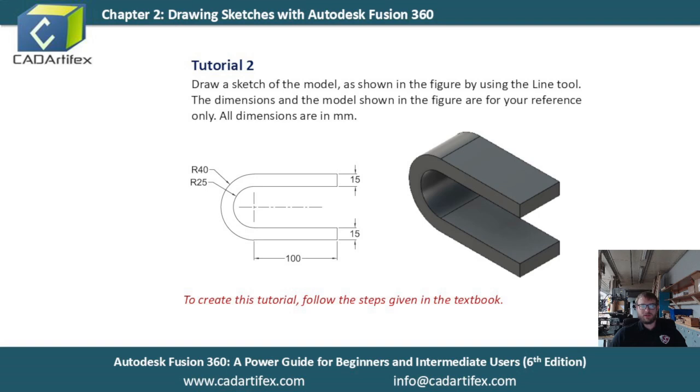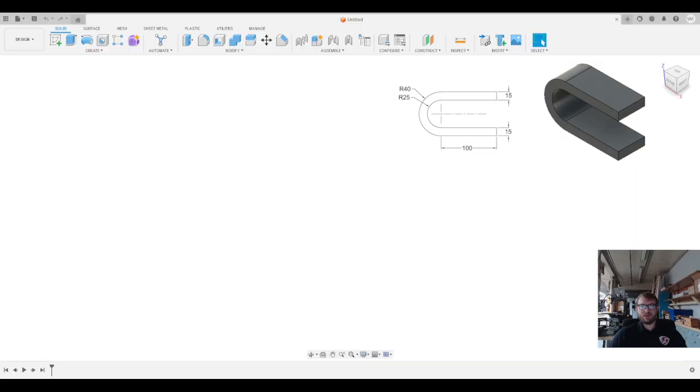Note the orientation and the numbers there. We're supposed to do this using the line tool, and then if you click, you can continue to make arcs. So let's go ahead and jump into Fusion 360.